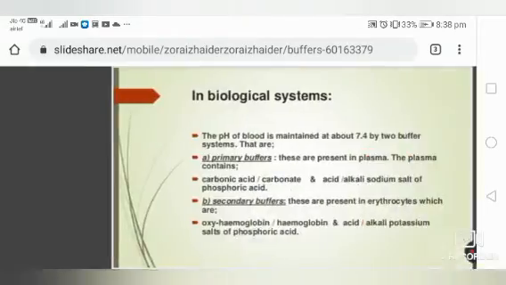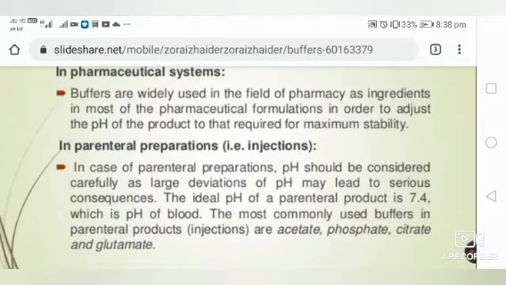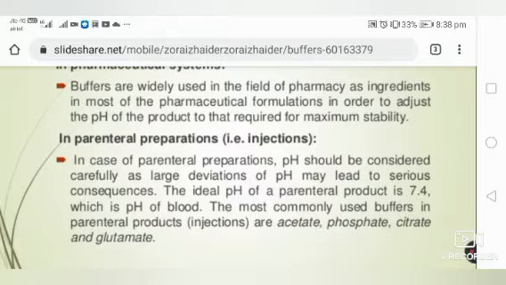Okay, next is its application in pharmaceutical systems, where buffers are widely used in the field of pharmacy as an ingredient in most pharmaceutical formulations in order to adjust the pH of the product to the required value for maximum stability. In parenteral preparations or injections, pH should be considered carefully, as a large deviation of pH may lead to serious consequences for health. The ideal pH of a parenteral product is 7.4, which is the pH of blood. The most commonly used buffers for parenteral products or injections are acetate, phosphate, citrate, glutamate.